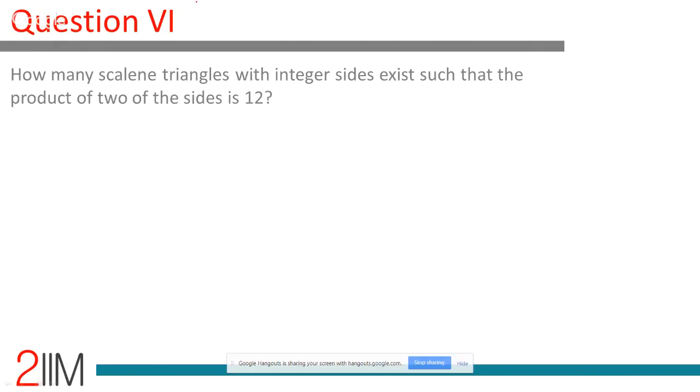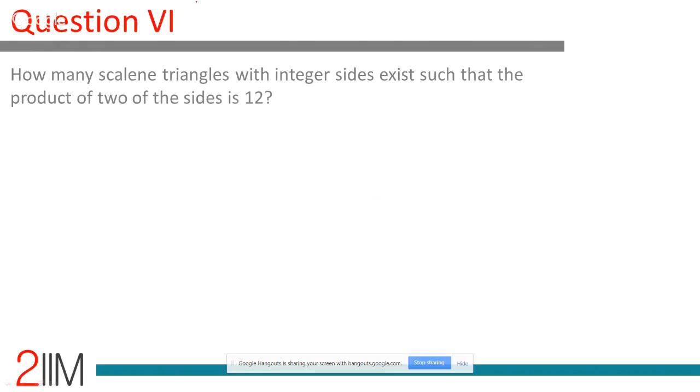Again, wonderful question. Scalene triangles, integer sides, product is 12. 3 different constraints. You get a wonderful combinatorics question where you dabble with 3 constraints and then there is a condition that is sitting there. Here the condition is the sum of 2 sides of the triangle should be greater than the third side. The sum of the 2 shorter sides has got to be longer than the longer side. I think that's very important.